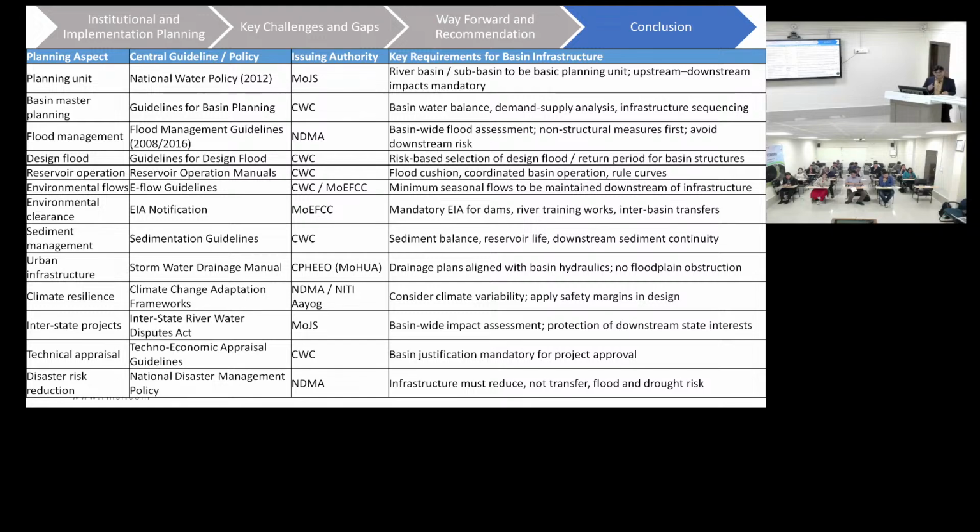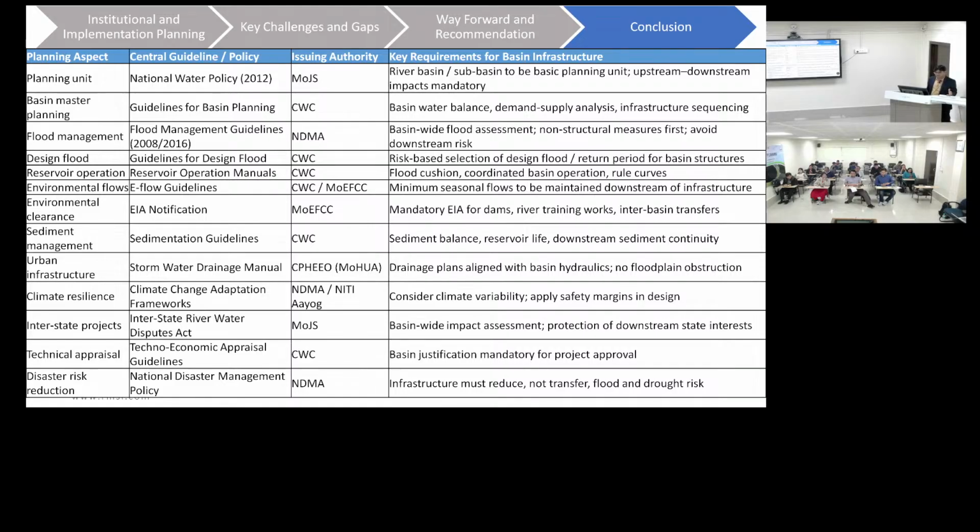Then design flood: the Central Water Commission is the agency that has published guideline documents for design flood. They have considered the 2-year return period for what purpose, the 25-year return period for what purpose, which structure, which material should be considered and which not, what your priorities should be, what the approval stages are. Everything has been mentioned in this document. So you should consider this document for design flood estimation.